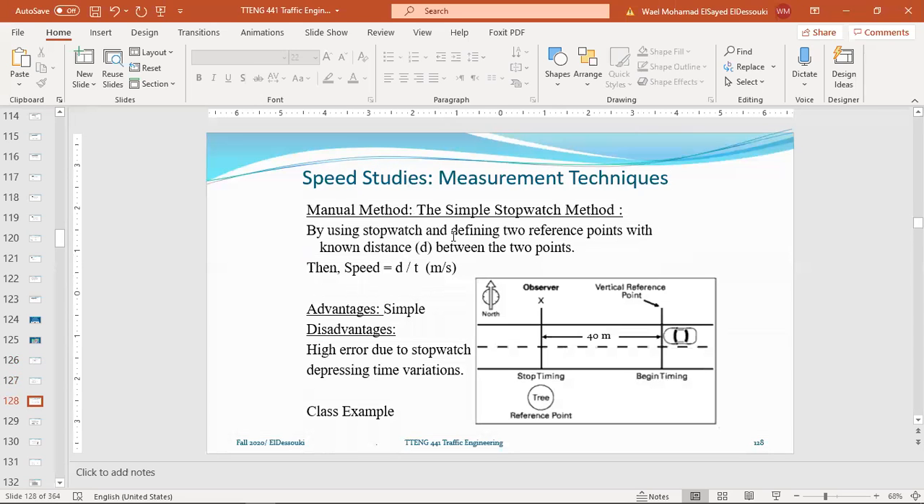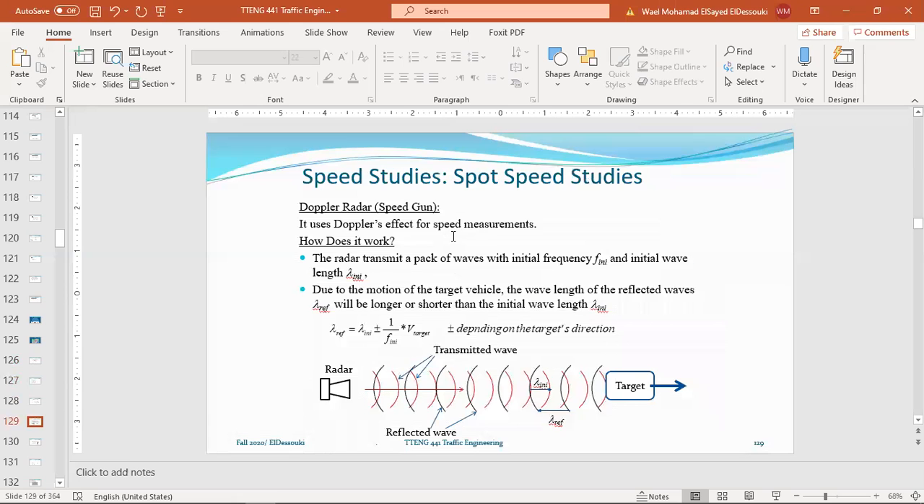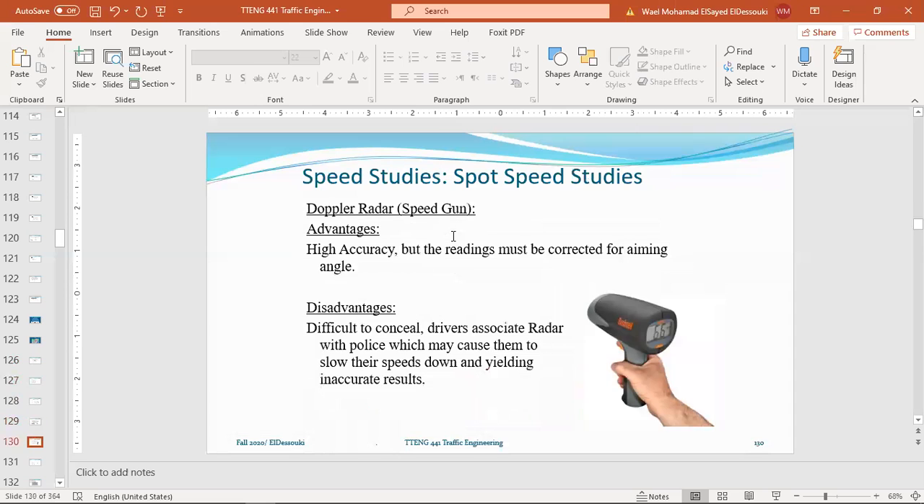For methods of measuring speed, we can use the manual method, as we discussed before, by having two marks and using a stopwatch to measure the time for vehicles to pass this distance, which is not accurate. The most accurate is the speed radar. But we mentioned for speed radar that we need to have a correction for the angle of the speed radar.